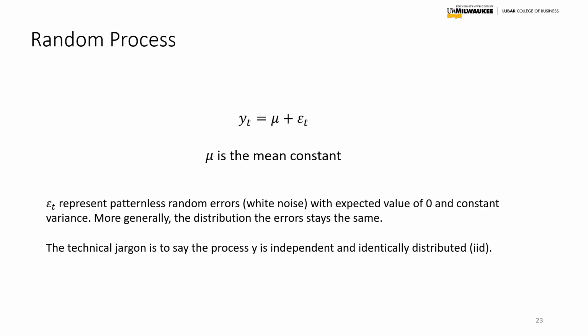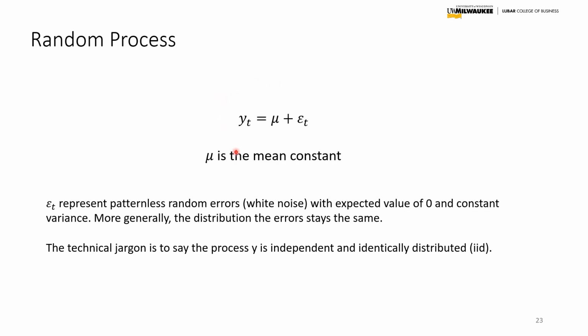Let's summarize a random process with an expression, an equation. We have here y_t, where t is the time index, equals some underlying mean plus random variation. These are random errors, or we call them white noise. On average, they're 0, and they have constant variance. And the distribution of these random errors we assume to stay the same over time.